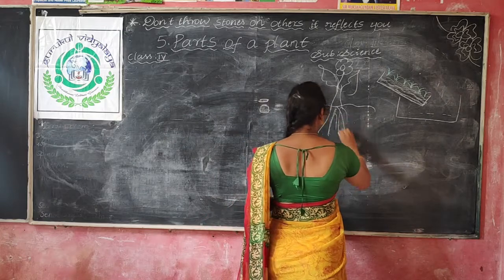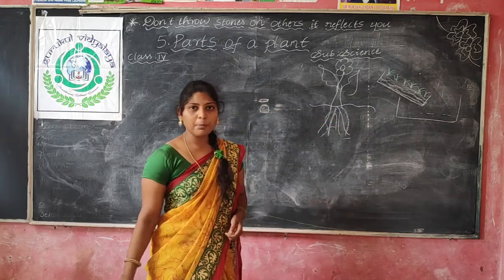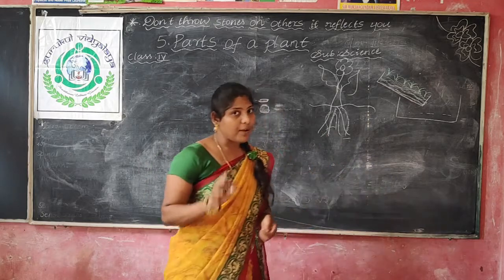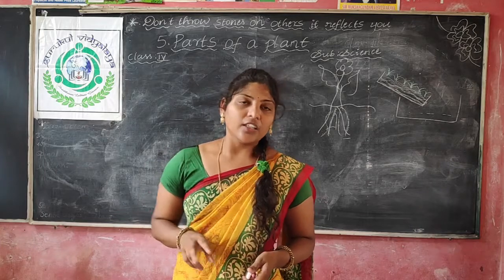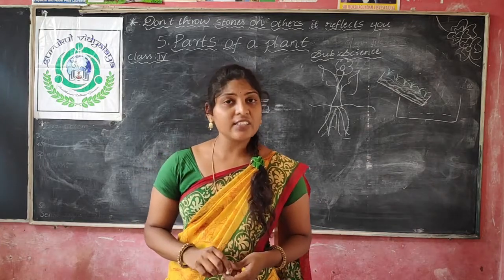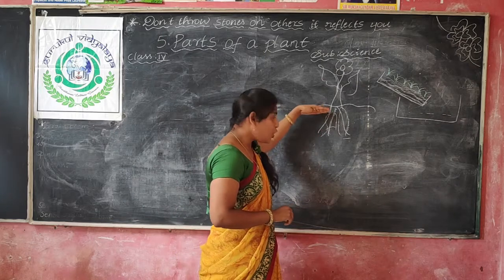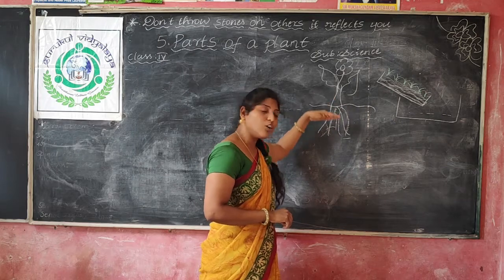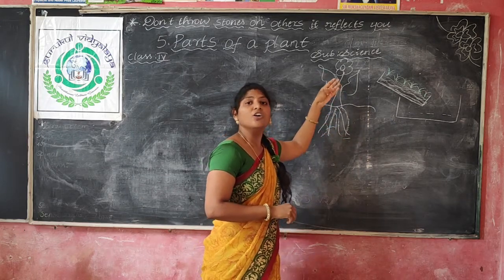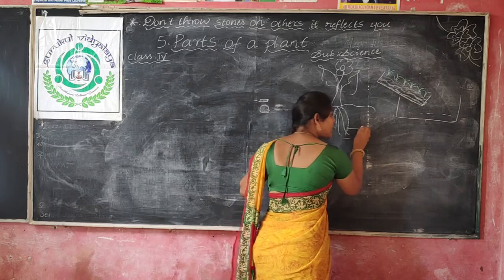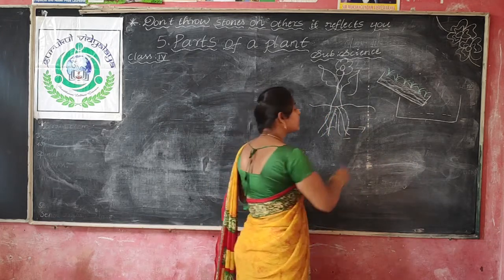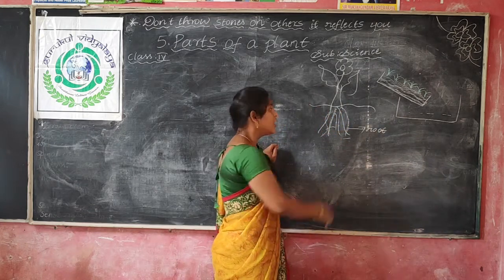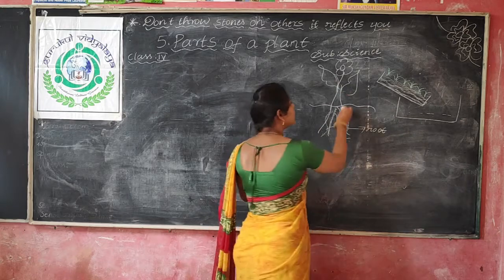Here you can see down below we have a part of the plant that we call root. The plant mainly has two parts: the down part and the upper part, meaning the part which is below the ground and the part which is above the ground. The part which is below the ground is nothing but what we call root. The part which is above the ground we call shoot.